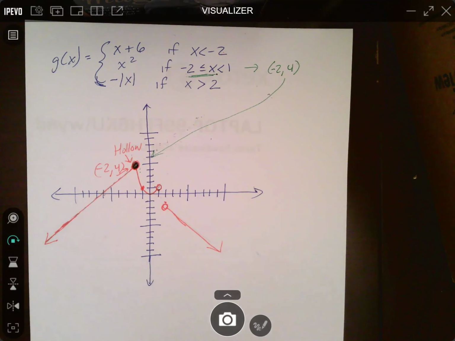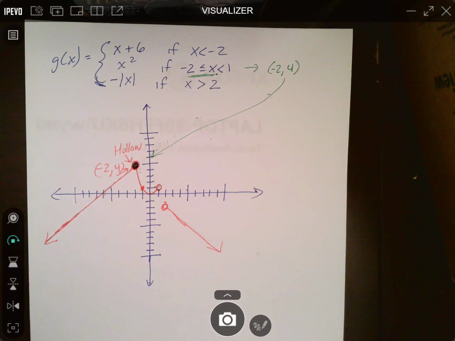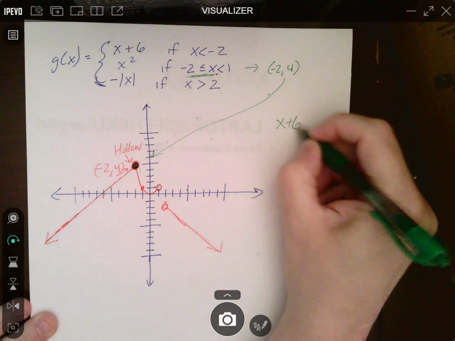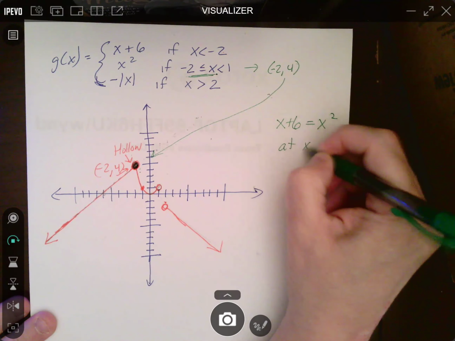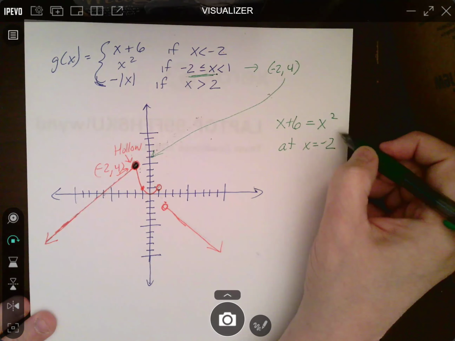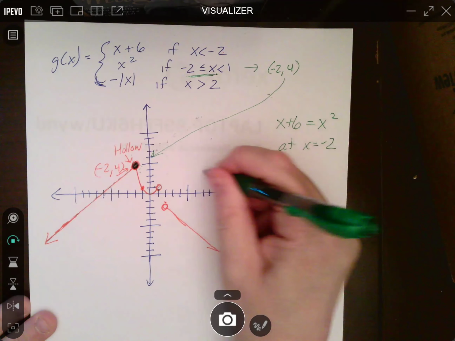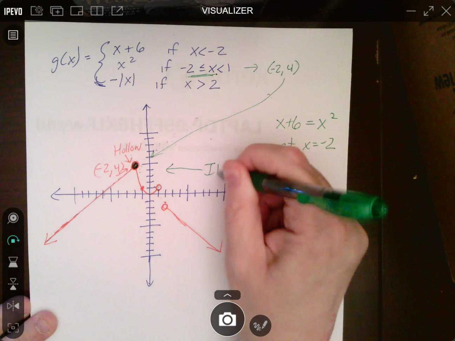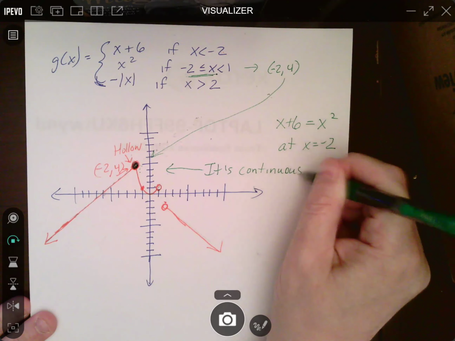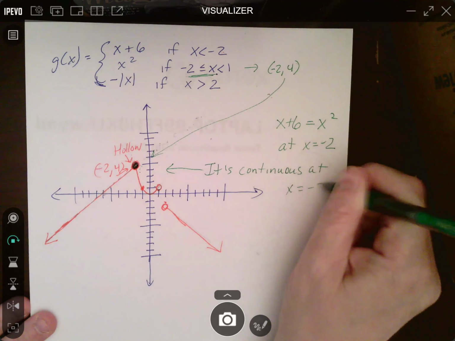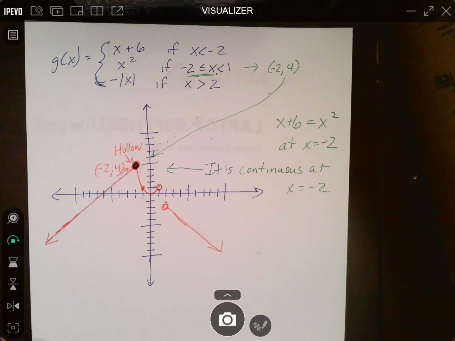Okay, so something worth noting. The x plus 6 equaled the x squared at x equals -2. So even though it changes directions, it's continuous at x equals -2. And it's not always. Sometimes there's gaps. It doesn't make connections.